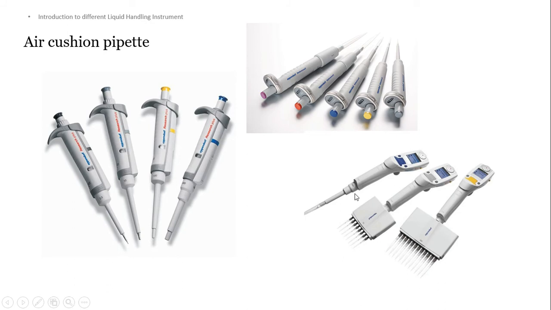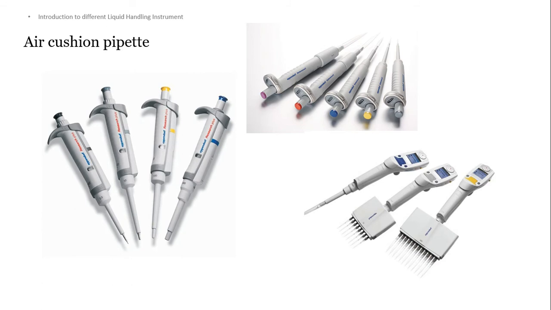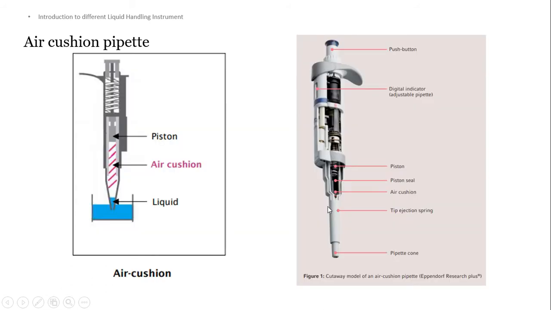The next pipette is the piston-operated pipette, which is an air cushion pipette. This is the most common pipette, and it is our subject of focus for this lecture. An air cushion pipette consists of a piston cylinder system which performs the actual measurement. As you can see in the figure, there is an air cushion that separates the aspirated sample from the piston inside the pipette.